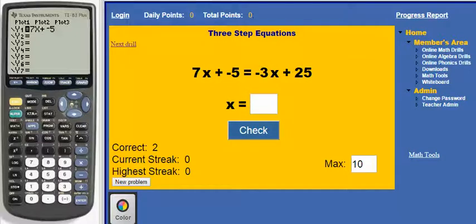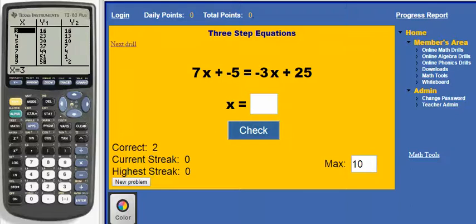So 7x plus negative 5, negative 3x plus 25. So I'm going to look at my graph. And again, I can kind of see where they're going to cross right around there. If I want to see for sure, I can zoom fit. So it looks like around 3. Look at my table. And at 3, those are the same. So 3 is my answer.